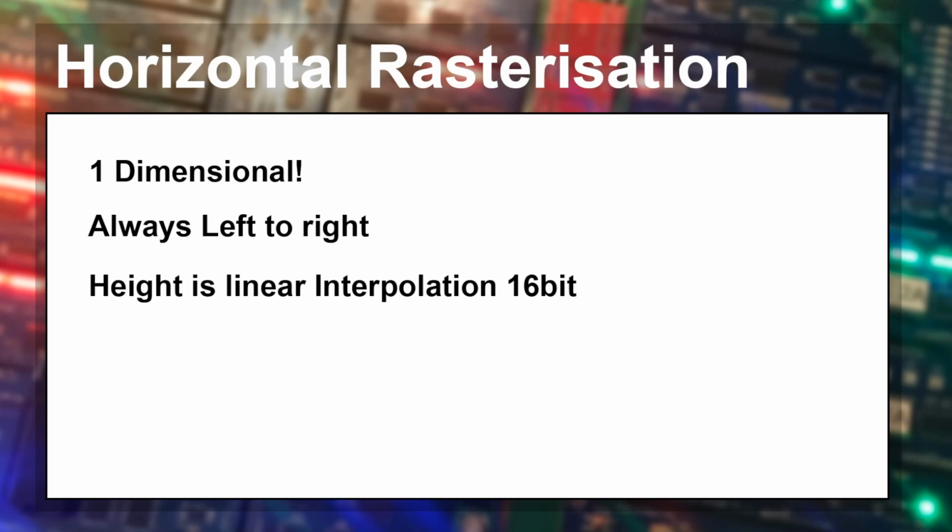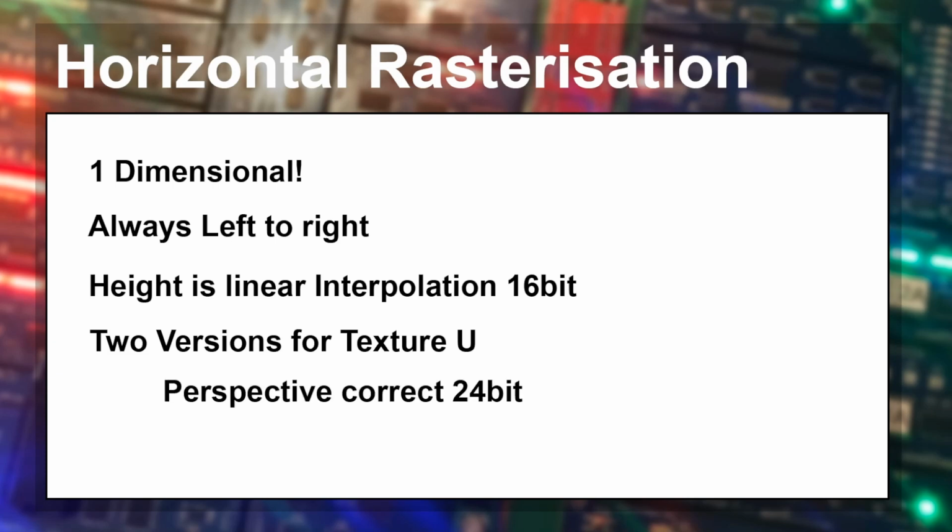I use a 16-bit format. However, I've got two versions for interpolating the texture U coordinate. I've got a perspective correct one, which interpolates with 24 bits precision, and I've got a linear one that interpolates with 16 bits precision. Now we talked about how we need the perspective correction to make it render correctly, but some edges, if they are particularly short or fairly parallel to the screen or far away, it doesn't really matter very much. So just to help with the speed a little bit, I've created these two versions of them, and one will operate a bit quicker.